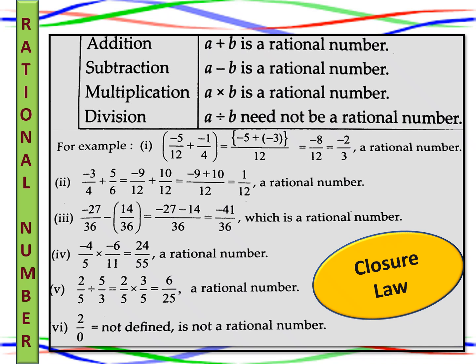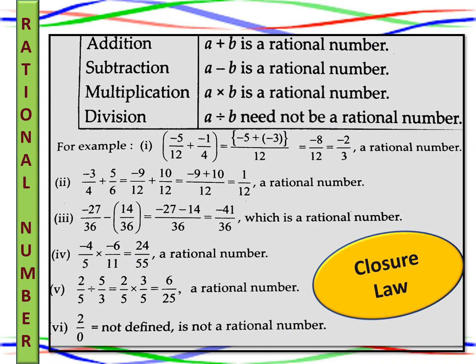Let us check. Any two numbers taken, minus 5 by 12 added to minus 1 by 4. LCM taken when adding, not cancelling. So the result is a rational number, minus 2 by 3. Similarly, one more example for addition is shown. For subtraction also it is shown and the answer is minus 41 by 36, which is a rational number.